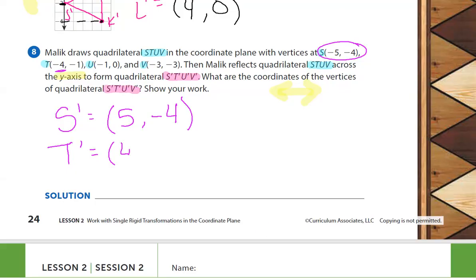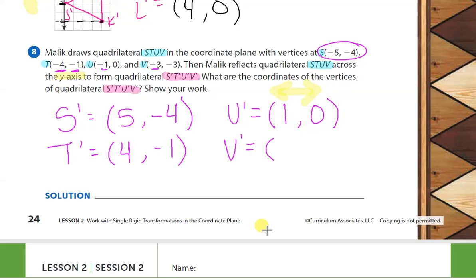T prime, x is the opposite. Y stays the same. U prime, x is the opposite. And y can change anyway, right? Because there's no such thing as -0. V prime, x is the opposite. Y stays the same. There we go. Because it's going side to side. The y coordinates are not changing because it's not going up and down.